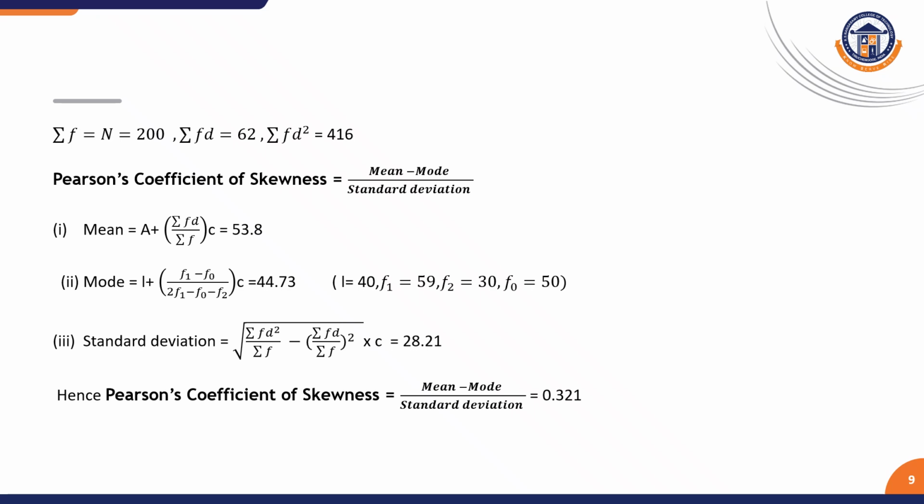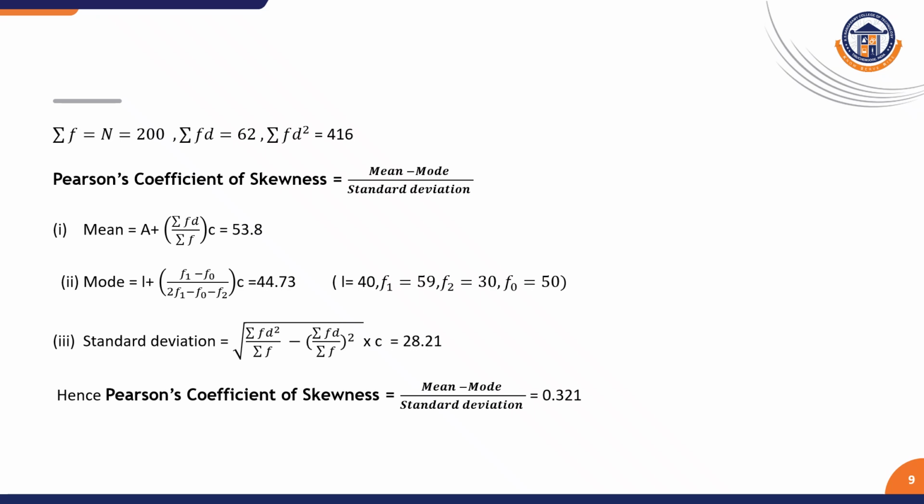Now let us calculate Pearson coefficient of skewness, that gives (mean minus mode) by standard deviation. We know that mean is A plus (summation FD by summation F) into C for the continuous case. When I substitute all the values, we will get 53.8. The mode gives L plus (F1 minus F0) divided by (2 F1 minus F0 minus F2) into C. Those values I showed in the tabular column in the previous slide. So L is 40, the lower limit, then F1 is the current frequency, then F0 and F2 are the neighbouring frequencies. We can substitute, that gives the mode.